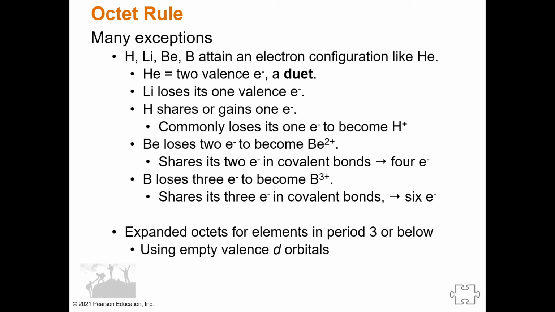Now, if you take a look at the periodic table, elements in period 3 or below can have expanded octets. So elements like sulfur and phosphorus could have complete octets, but because they also have a lot of empty d orbitals, they could have 10 electrons or maybe 12 electrons in their outermost shell.